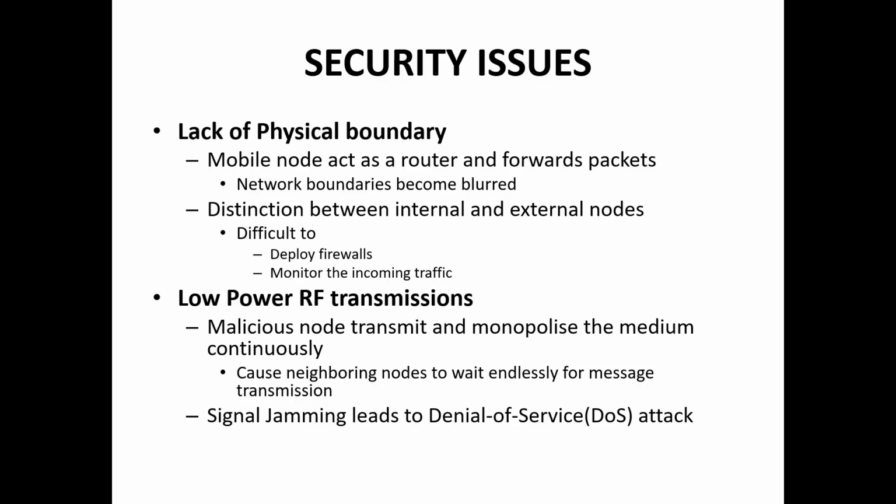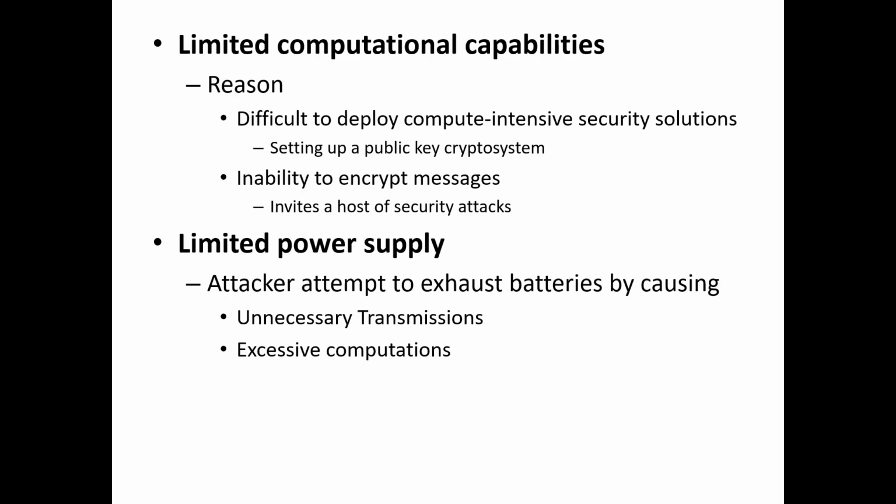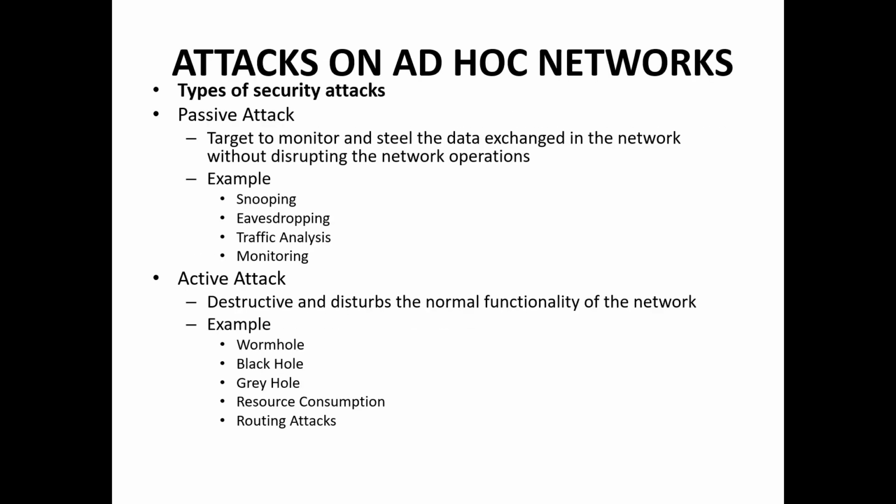Security issues. Lack of physical boundary. Mobile nodes act as routers and forward packets. Distinction between internal and external nodes. Low power RF transmissions: a malicious node transmits and monopolizes the medium continuously. Signal jamming leads to denial of service attacks. Limited computational capabilities: it is difficult to deploy compute-intensive security solutions. Inability to encrypt messages. Limited power supply: an attacker attempts to exhaust batteries by causing unnecessary transmissions and excessive computations.